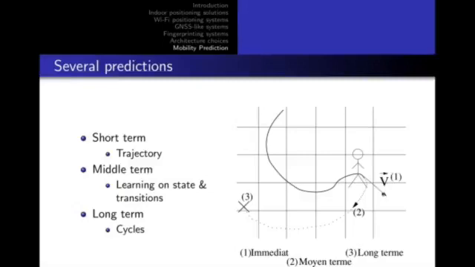Then you have the middle term prediction, which relies on learning with state and transitions models. That's the term we want to deepen here. And then we have the long term, which usually relies on cycles in the movements of people, such as in the morning you leave home, then you go to work, then you go to eat at the restaurant, then you go back to work, and then you go back home. So these are patterns that we try to extract from your movements.